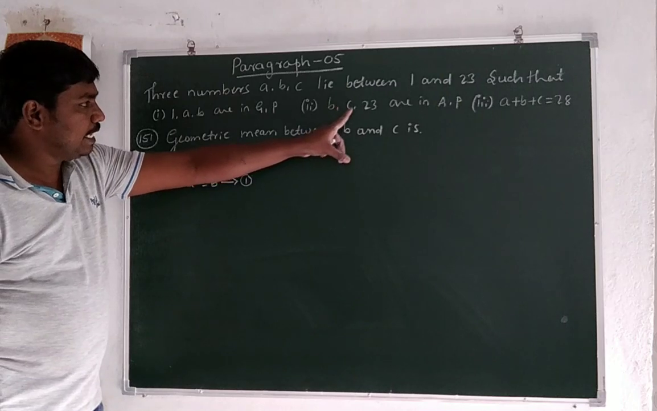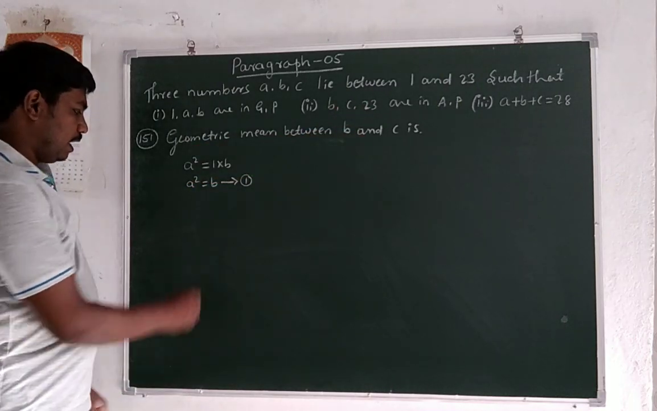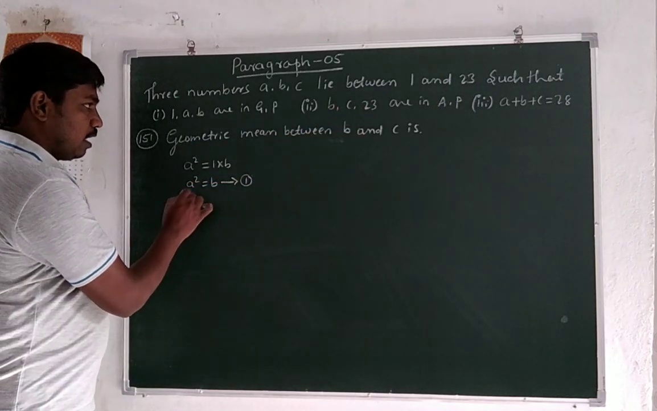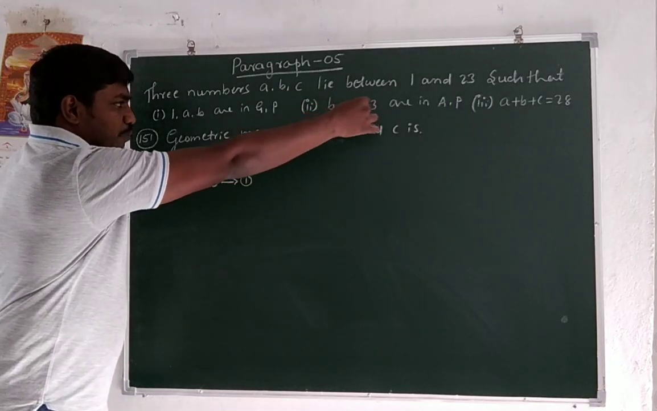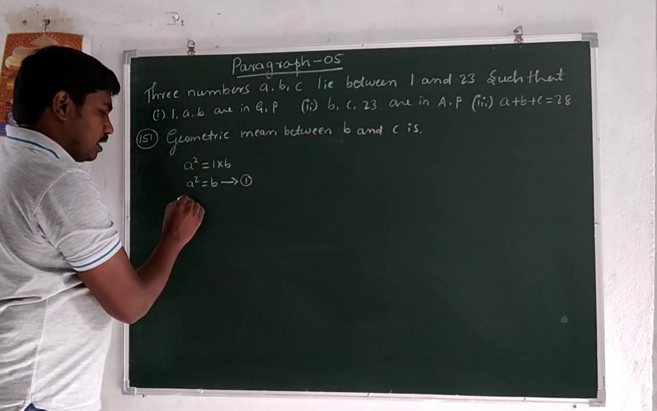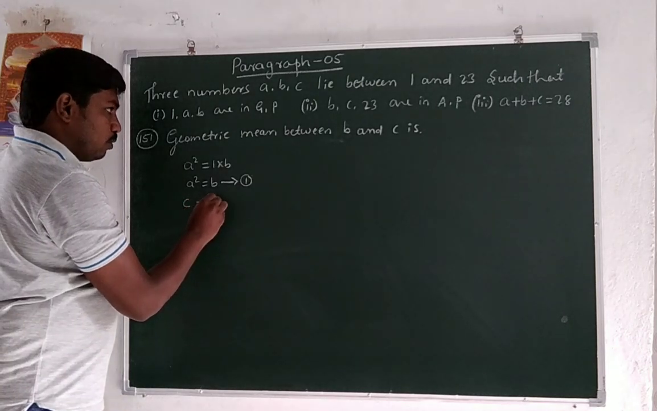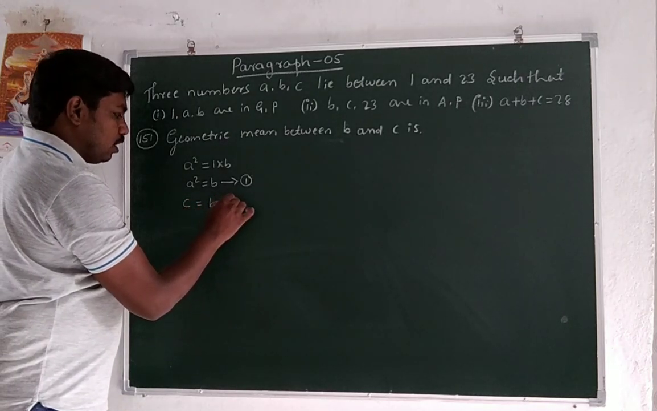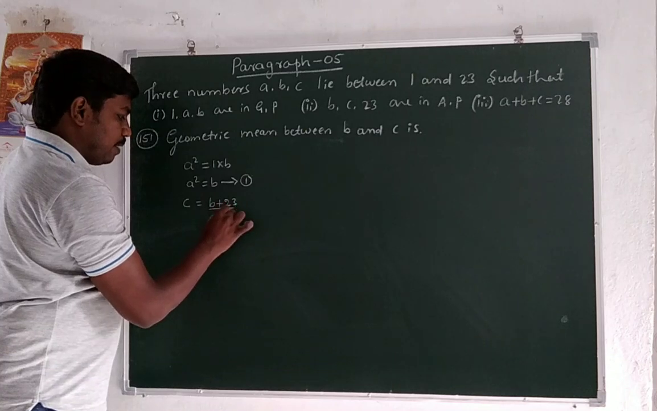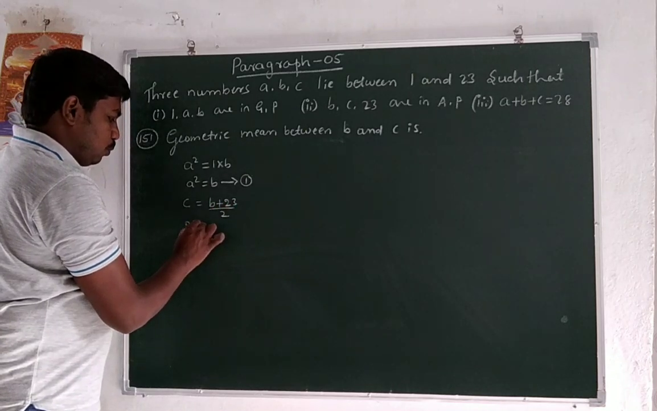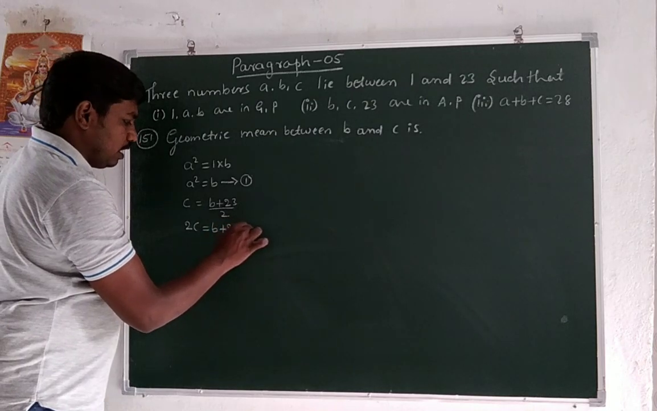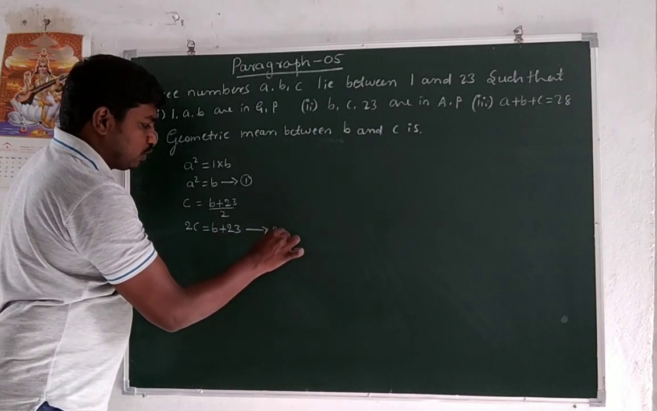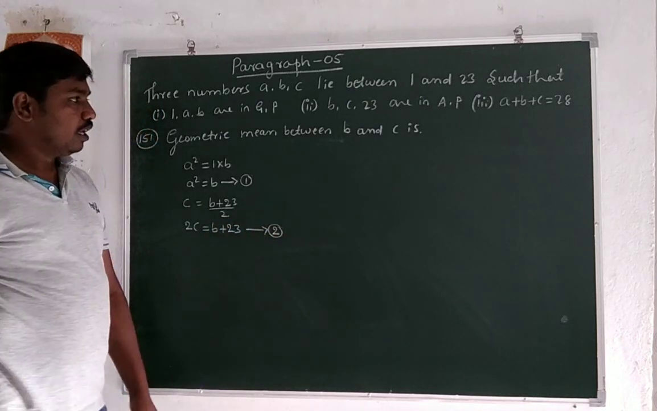Now B, C, 23 are in AP. So C is the arithmetic mean between B and 23. C is equal to (B plus 23) divided by 2. So 2C is equal to B plus 23. This is called equation 2.